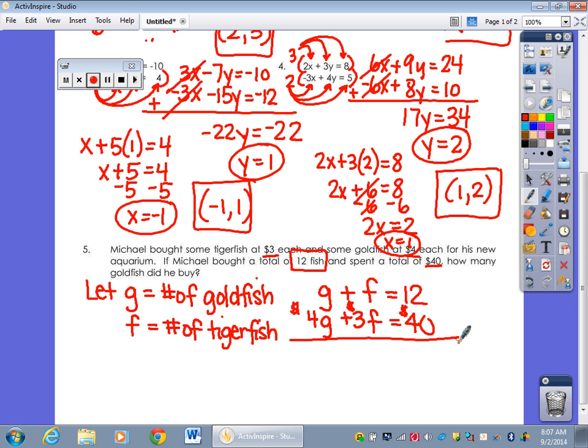So I'm going to go ahead and multiply the top equation by a negative. I'm trying to solve for goldfish, so I want G to stay. So I'm going to multiply by -3, because if I multiply by -3, my F will eliminate, and my answer will have a G in it, and that was what my question was, how many goldfish. So I'm going to eliminate the tigerfish. So this is going to become -3G minus 3F equals -36. Don't forget to multiply that 3 by that last number as well.